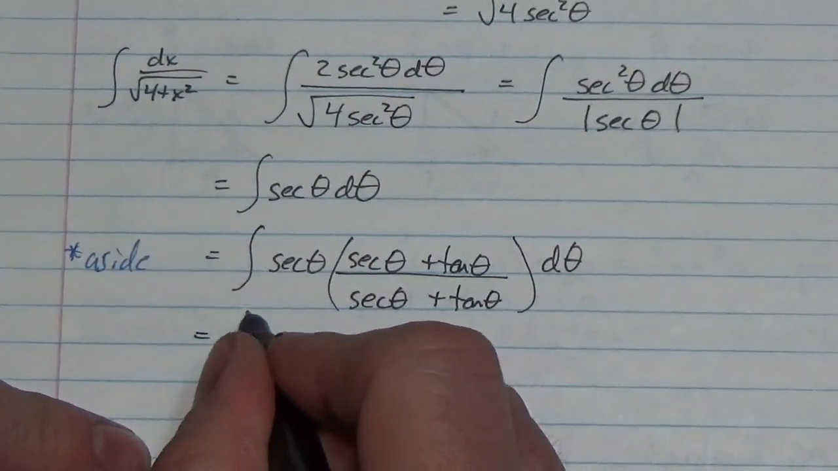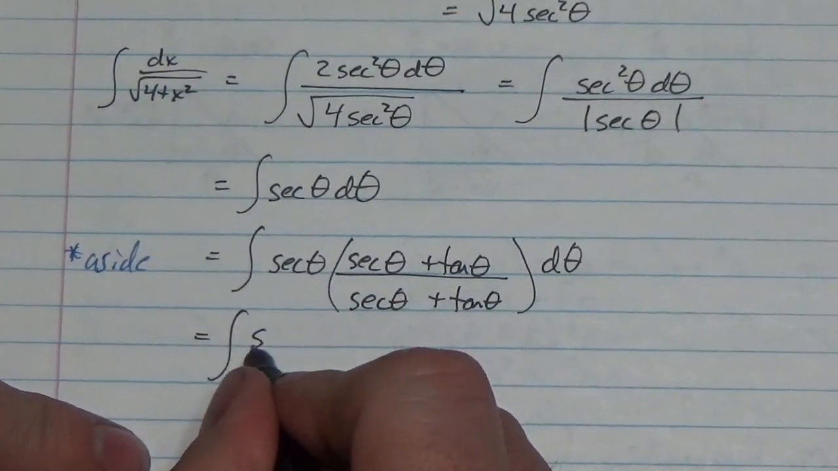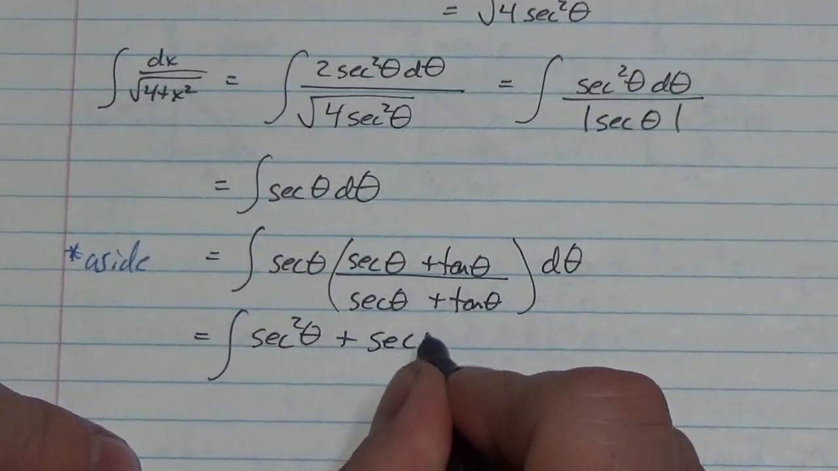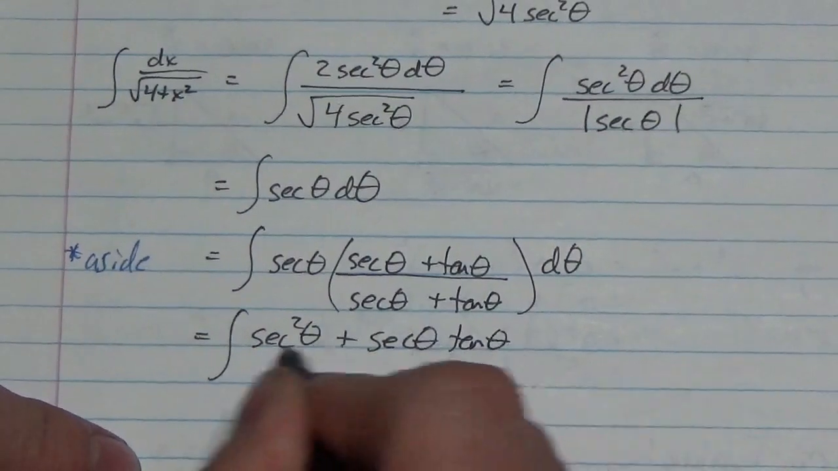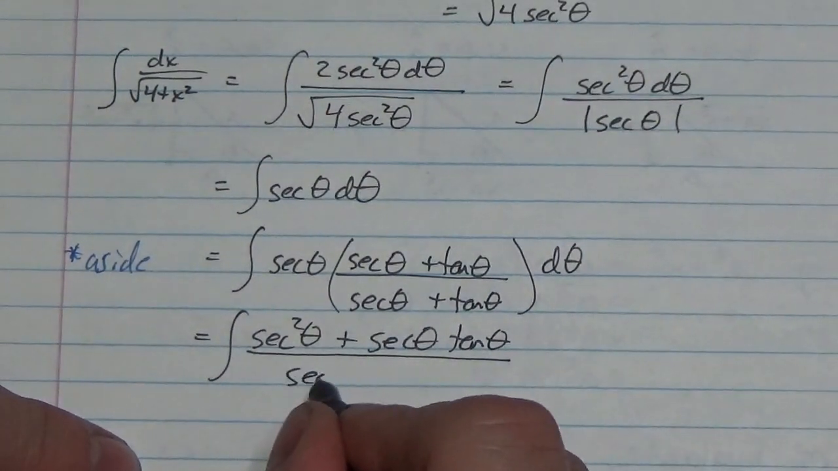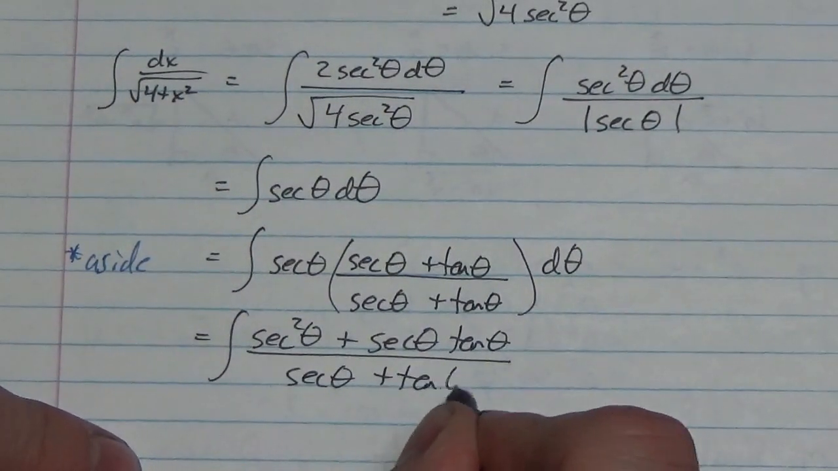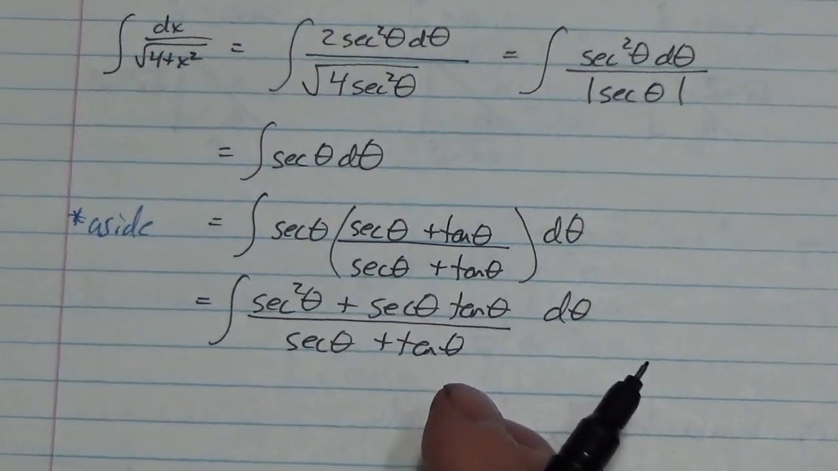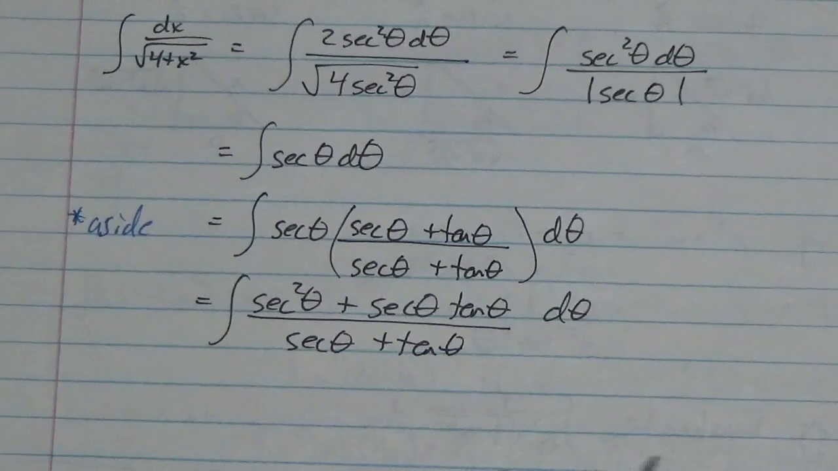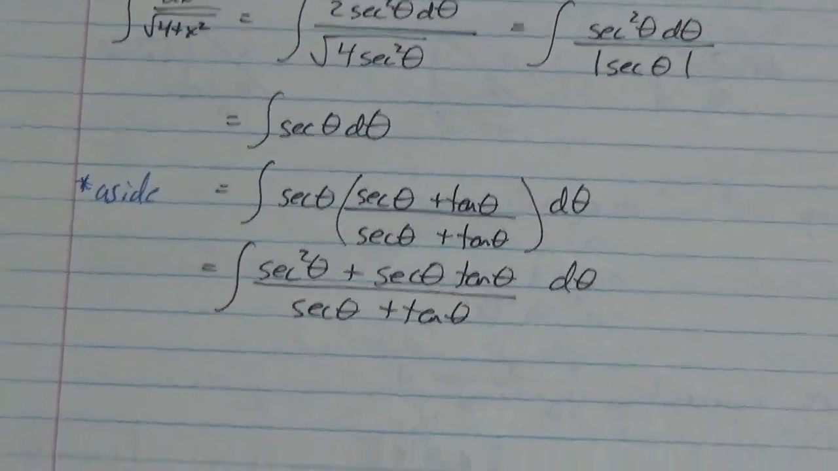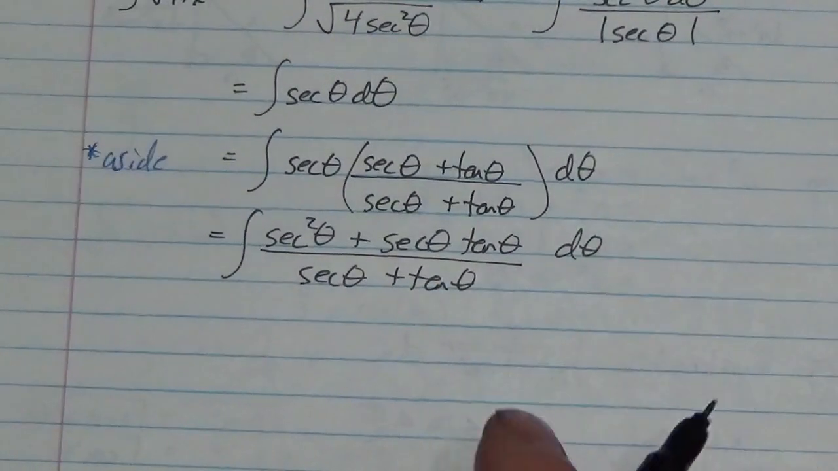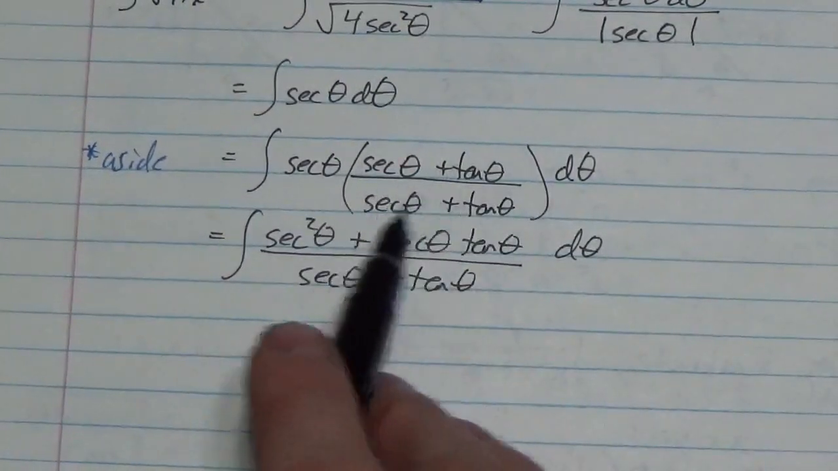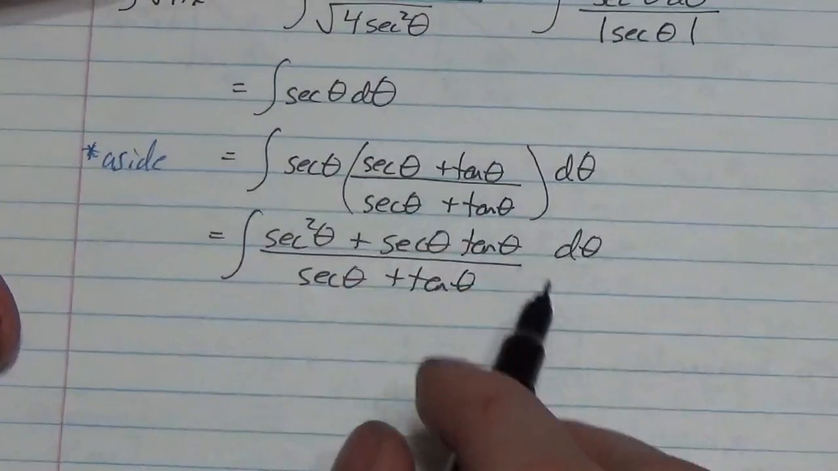Because watch what happens when I expand out that numerator. I get secant squared theta plus secant theta tan theta, all over secant theta plus the tangent of theta, d theta. Now, maybe at this point, you're not quite clear on what it is that makes that so clever. Well, here it is. All I did was multiply by 1. Now, that's a kind of odd looking one, but it's just 1. That's equivalent to 1 here.